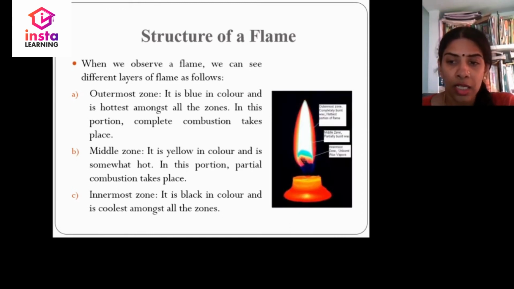The last is the innermost zone. It is black in color and we can say it is the coolest among all zones because unburnt wax vapors are present in that. In the middle zone, partially burnt wax is there, so it would be somewhat hotter. But the outermost zone, which is blue in color, is said to be the hottest.